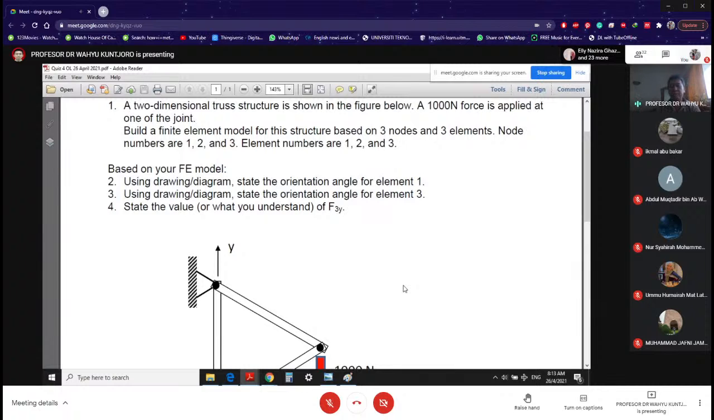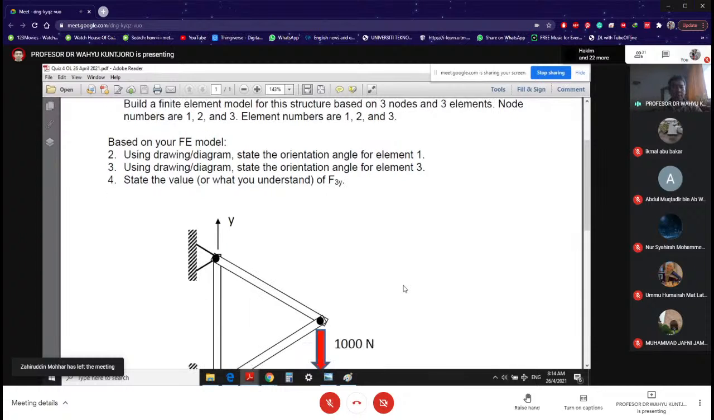Why 3 nodes, 3 elements? We discussed it last week. I specify here that the node numbers are going to be 1, 2, and 3 to make it simple, and element numbers also 1, 2, and 3. The configuration, the setting, everything is up to you, as long as it is 1, 2, 3 for the nodes and 1, 2, 3 for the elements, then that would be fine. So number 1 is to put numbers on this structure so that you can build your finite element model.